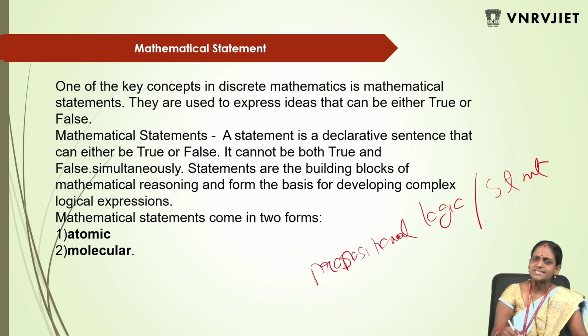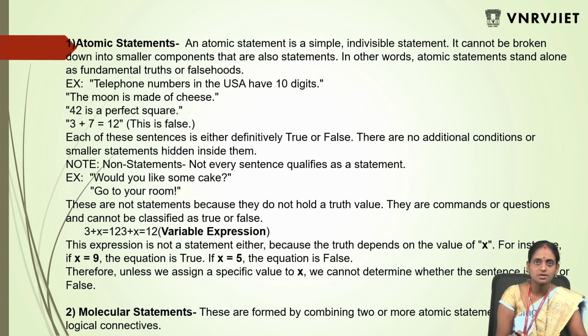If you consider any statement, we find the output, whether it is true or false. But at a time, we are not going to find both results. Such statements are what we call mathematical statements. These mathematical statements can appear in two forms. The first form is the atomic statement and the second form is the molecular statement. Then what is the difference between an atomic statement and a molecular statement?